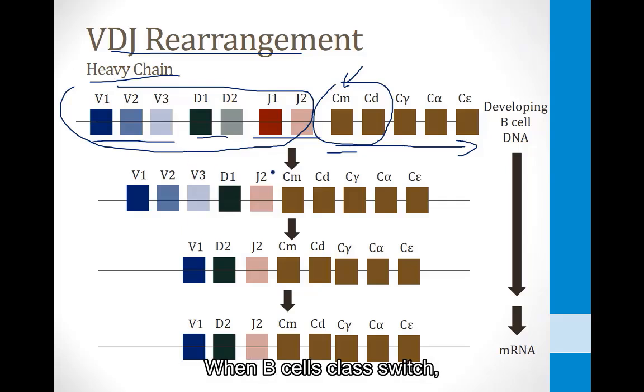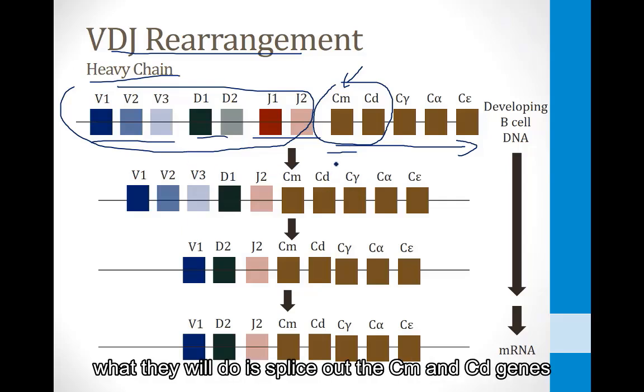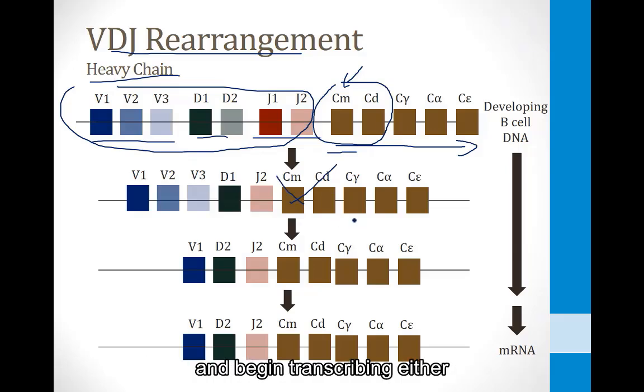When B cells class switch, they will splice out the CM and CD genes and begin transcribing either the gamma gene, which makes IgG, or the alpha gene, which makes IgA, or the epsilon gene, which makes IgE, and then it will begin synthesizing a different type of antibody. But because of the location of the constant portion for IgM, IgM always comes first.